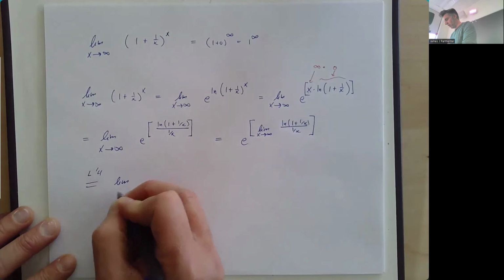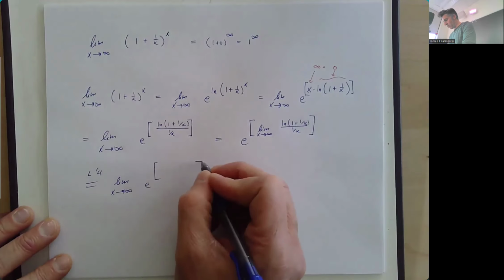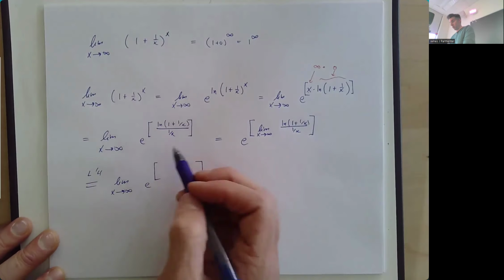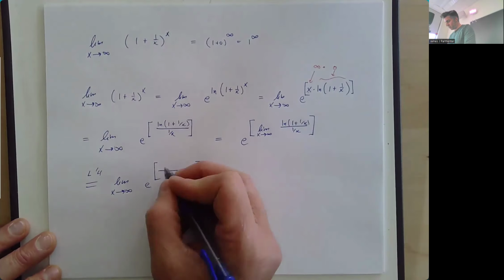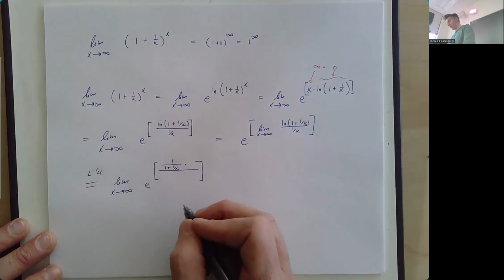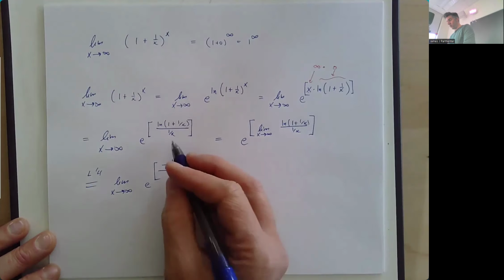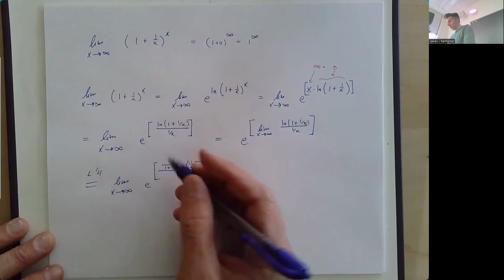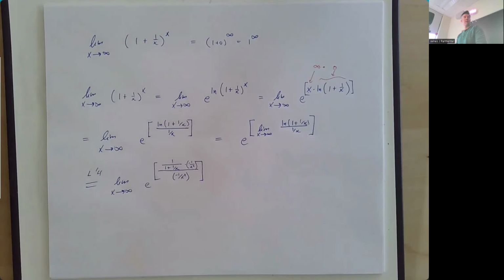The limit's still out in front. The e to the whatever is out there. And then we're applying L'Hopital's rule to the exponent here. So you got a 0 over 0 type. We're going to take the derivative of the top, which is 1 over 1 plus 1 over x, times the derivative of 1 over x, which is negative 1 over x squared, over the derivative of 1 over x, which is also negative 1 over x squared. And very conveniently, the negative 1 over x squared cancel out.